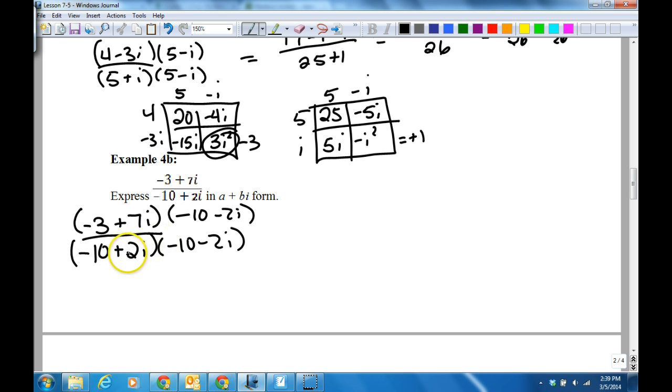Which one's the conjugate? It's always the bottom, what's on the denominator, and you're always going to take just the second term of that. You're going to change the sign. Okay? So now let's use our box again.